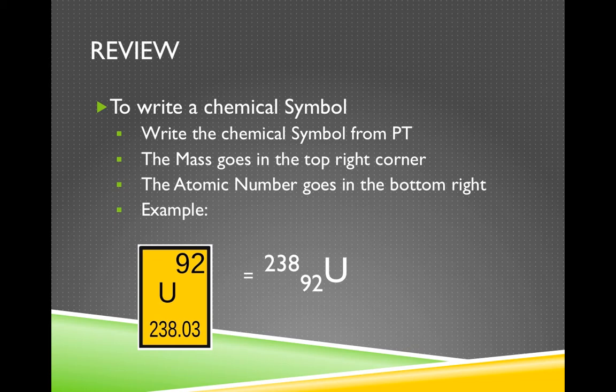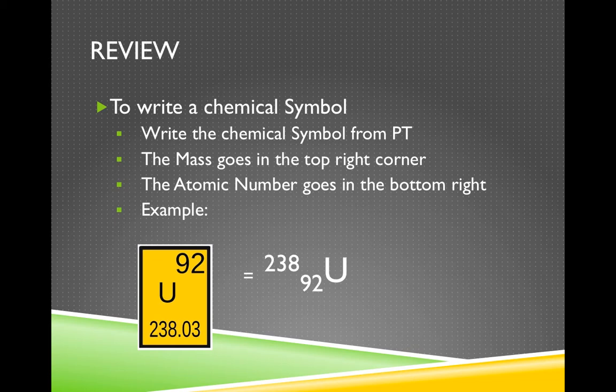We need to kind of remember how to write a chemical symbol. To write a chemical symbol, you have to look at the periodic table. If you remember, you write down the element's symbol first. The mass goes in the top right-hand corner as a superscript. The atomic number goes in the bottom right-hand corner as a subscript.